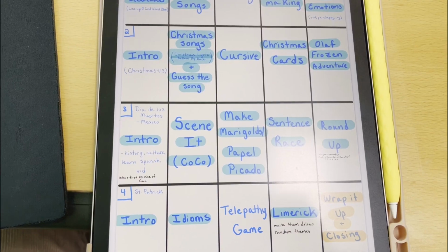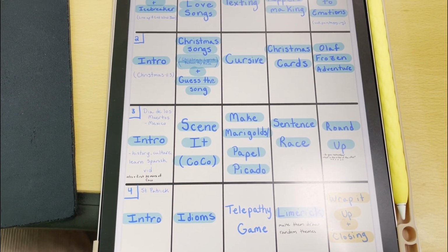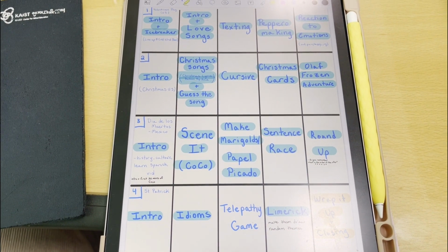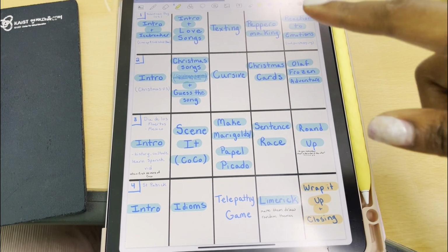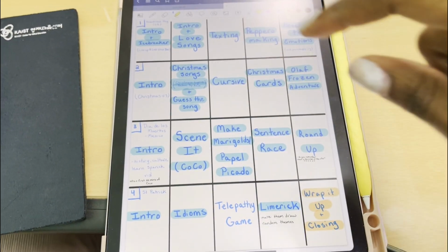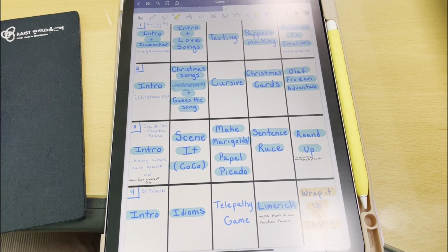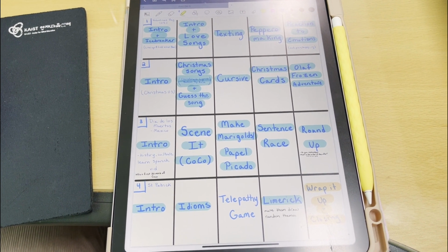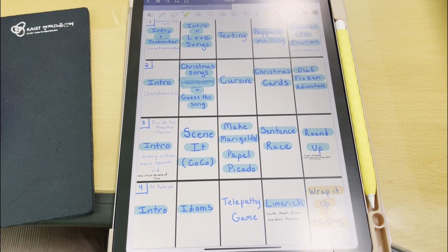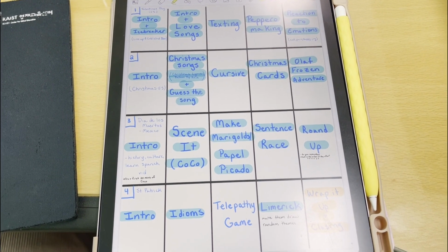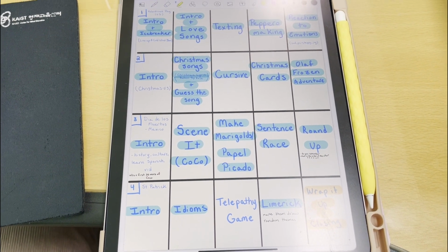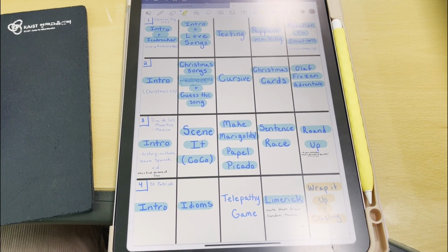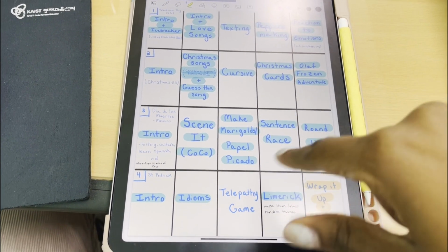So let me show you how I prepare for camp. Usually when I prepare for camp, I like to write out my days like this and then put the idea in each box. This year my camp is divided into 4 days and 5 hours just because of something special that's happening at the school, so we had to do it that way. Otherwise, usually I do camp for 5 days and 4 hours. So usually here I have all my ideas.